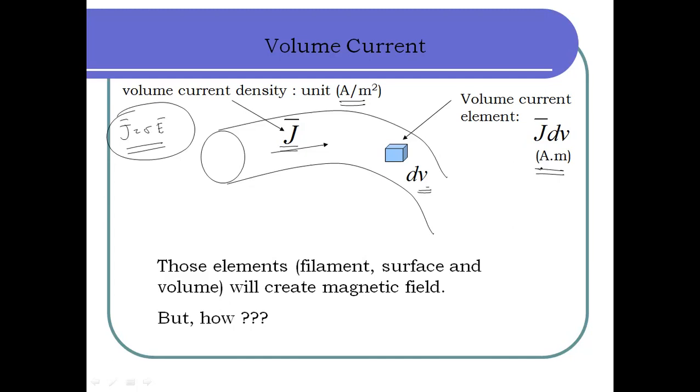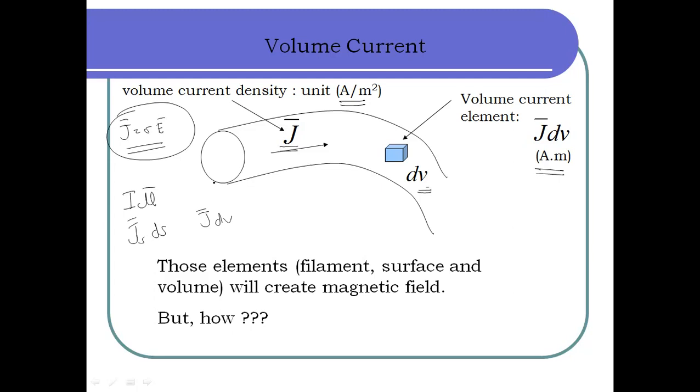We have the line current, the surface current, and the volume current, and their respective current elements. If we write here, we have I dl vector for the line current, J_S vector dS for the surface current, and J vector dV for the volume current. So these three are the current elements.